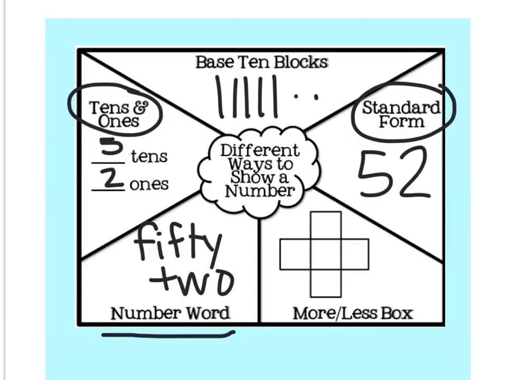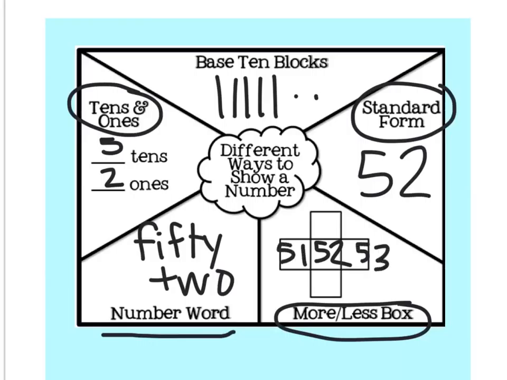And then if I think about it in terms of a more or less box, I put 52 in the middle. 1 more than 52 is 53. 1 less than 52 is 51. 10 more than 52 is 62. And 10 less than 52 is 42.